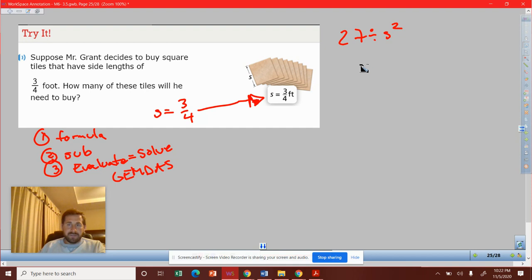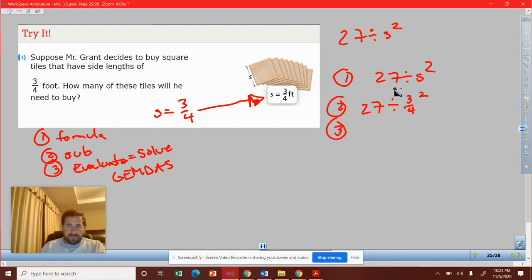So number 1, write down this equation. So here I am, number 1. I'm writing down 27 divided by s squared. Number 2, I substitute, so I'm writing 27 divided by 3/4 squared. So instead of writing s, I put in 3/4. So now we start solving. So number 3, start solving this thing.